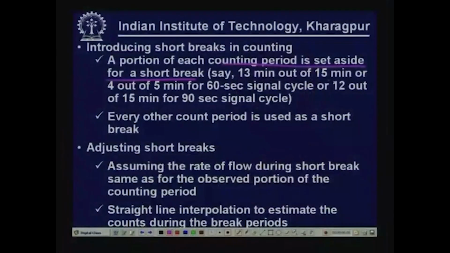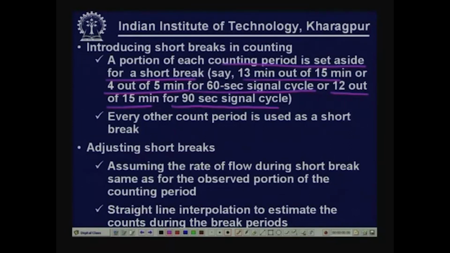So, 13 minutes out of 15 minutes, or maybe 4 minutes out of 5 minutes if it is a 60-second signal cycle, because as I told, it has to be a multiple of the signal cycle length, or maybe 12 out of 15 minutes if it is a 90-second signal cycle. Now, why have I mentioned 12 out of 15, 4 out of 5? Because look at this, these are all multiples of the signal cycle. That is why I have mentioned it in this format.